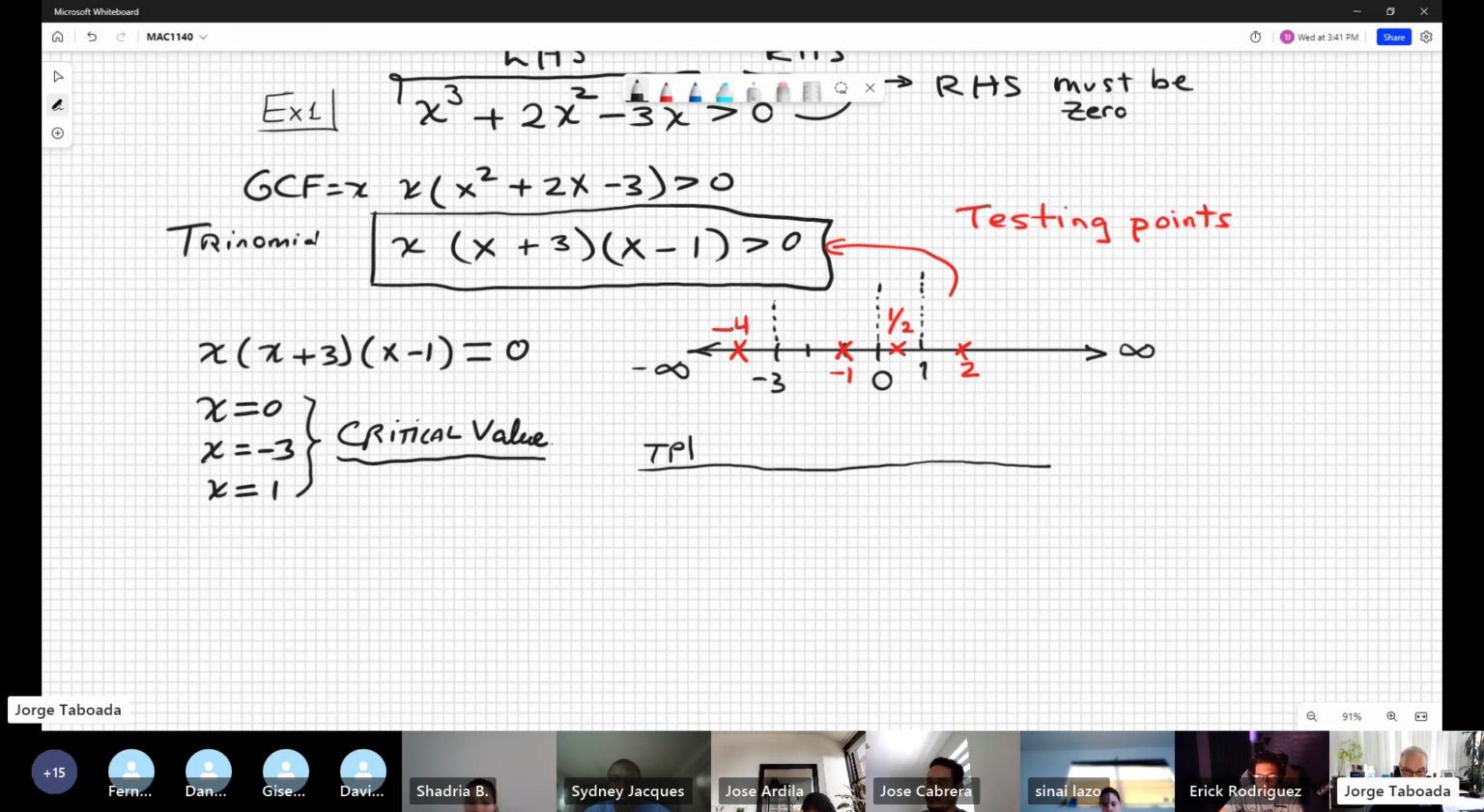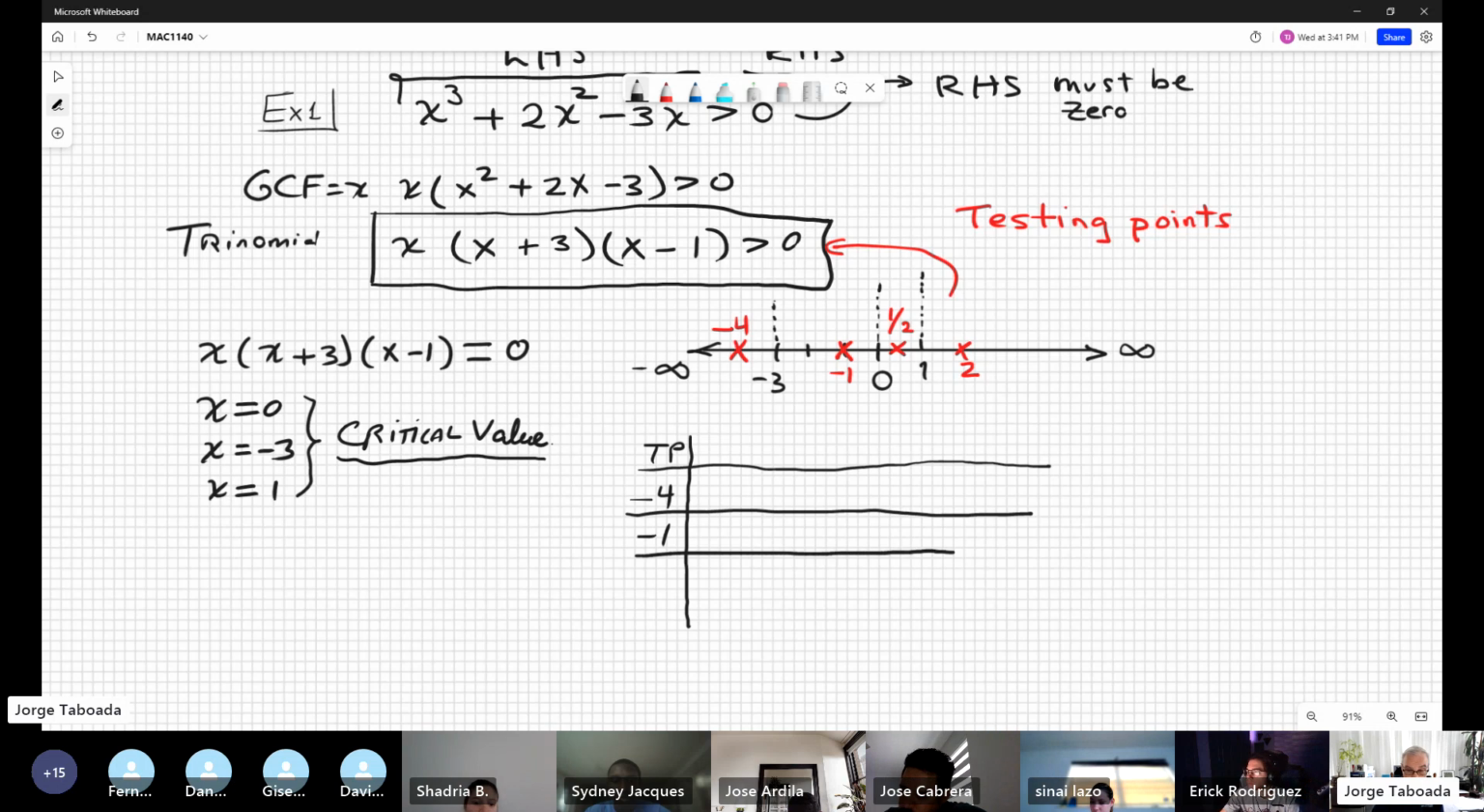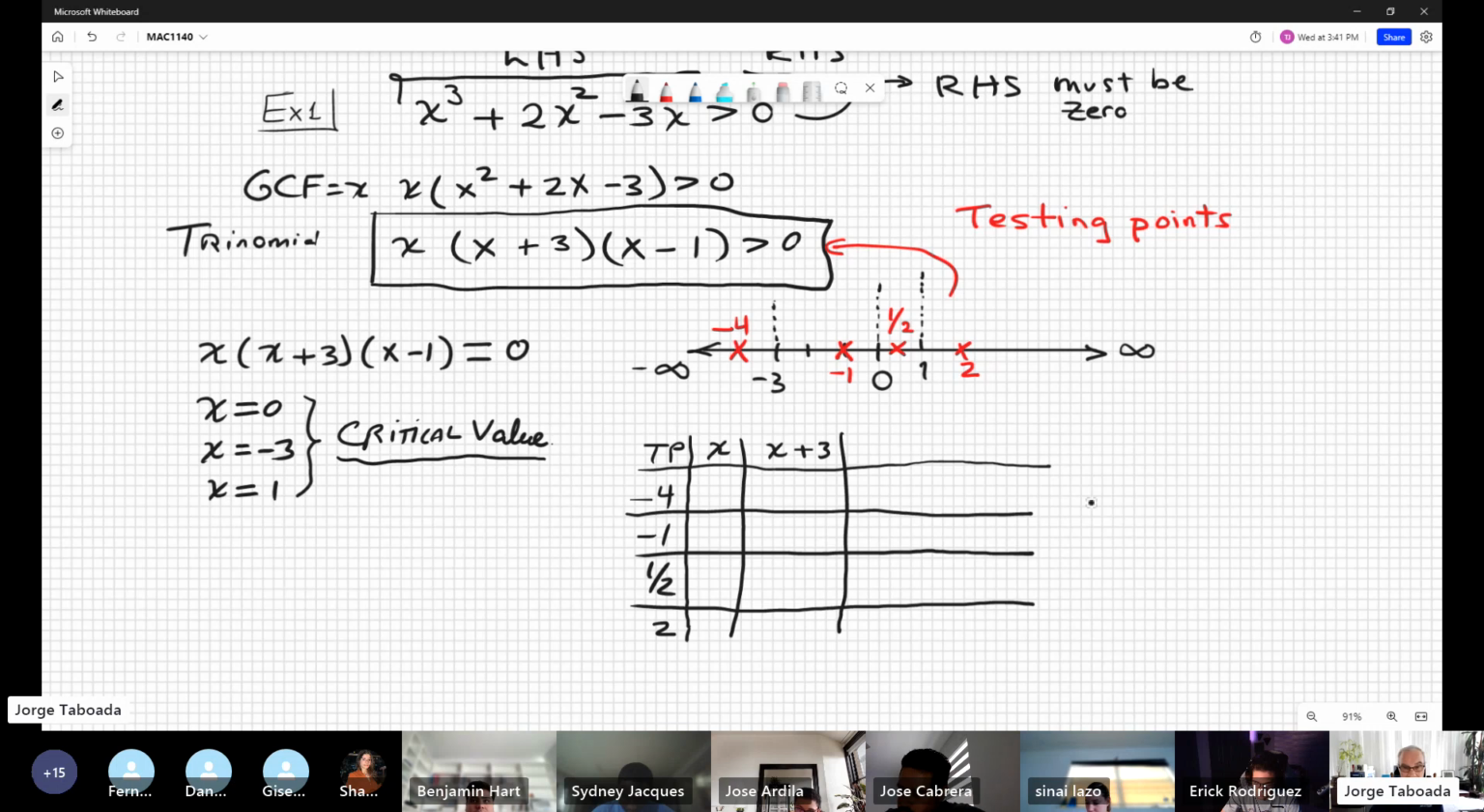In the table, I put one first column in which I list the testing points, which are -4, -1, 1/2, and 2. And you evaluate not the total, but you evaluate factor by factor. You evaluate in X, which is easier, it's not necessarily calculated, you can do it by hand, in X +3, and in X -1. Okay, so now we have one extra column, which is the total. I call it total, it doesn't matter.